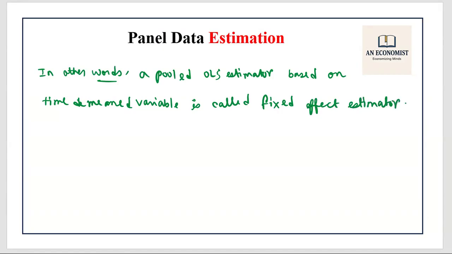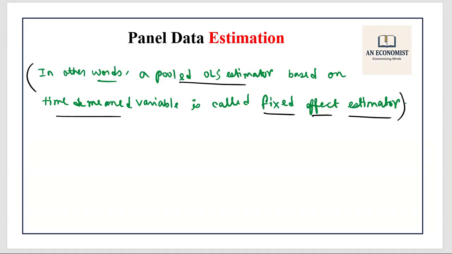Right? So this is the entire thing that I wanted to share with you. This is very important for you to understand. Again, I am saying, if you have any questions, you can definitely let me know. You can write it directly in the comment section. I'll reply to that. So the pooled OLS estimator, which is based on these time demeaned variables, is known as the fixed effect estimator.